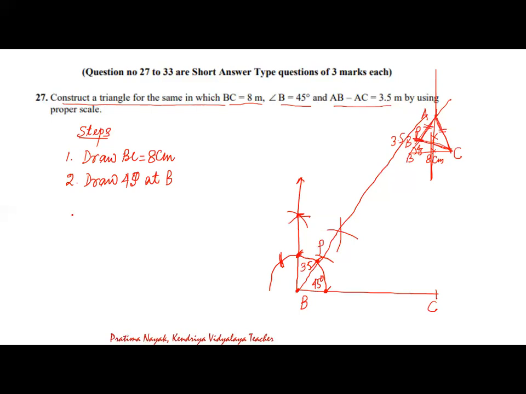Next, again put the compass on B and cut 3.5. Name it P. So I'm writing the third step: cut BP is equal to 3.5 centimeter from the line. Which line? From the 45 degree line. Then fourth is join PC.